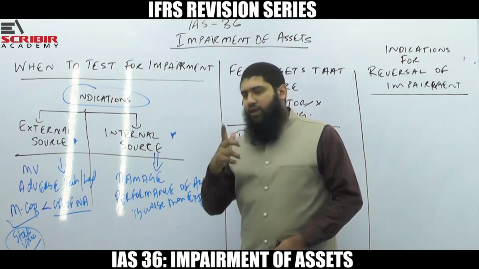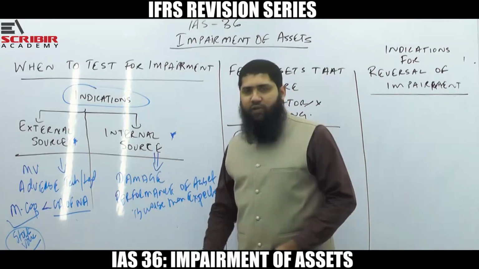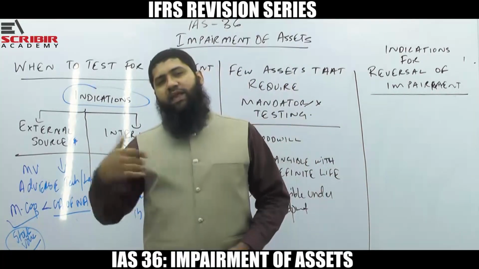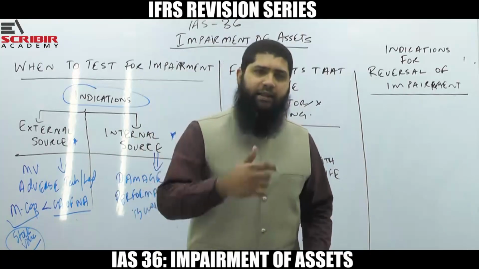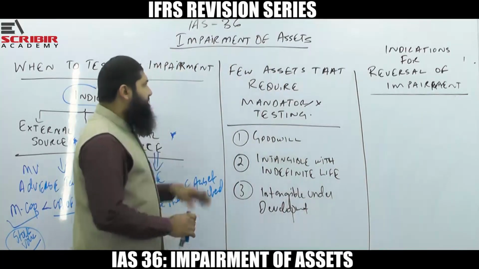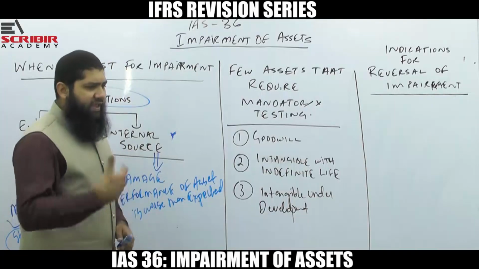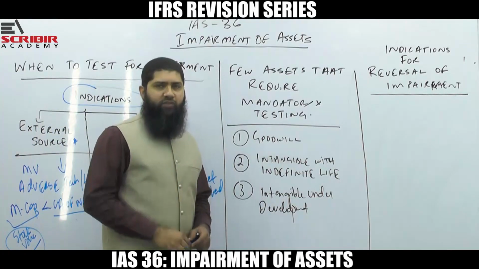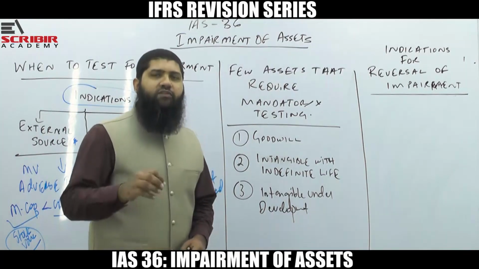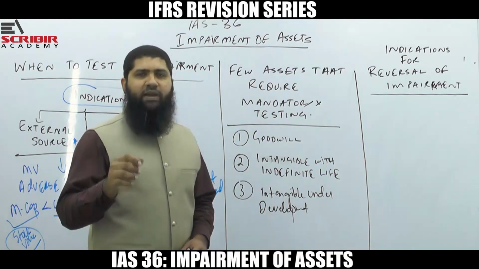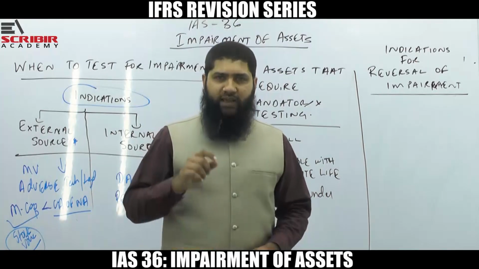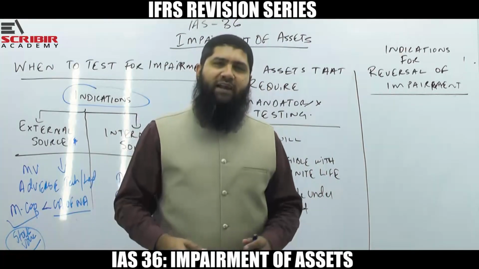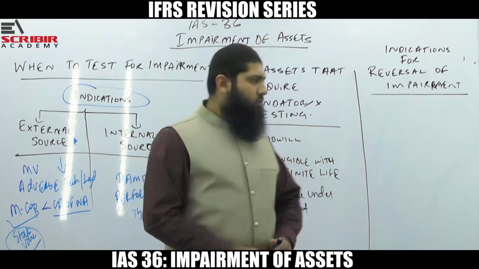So again, to have a quick recall, when do we test an asset for impairment? Whenever there are indications, and the indications could be from an external source or from an internal source. Let's move a bit forward. IAS 36 specifically mentions a few assets that you have to test for impairment at each reporting date, irrespective of whether there is an indication or not. What are they?